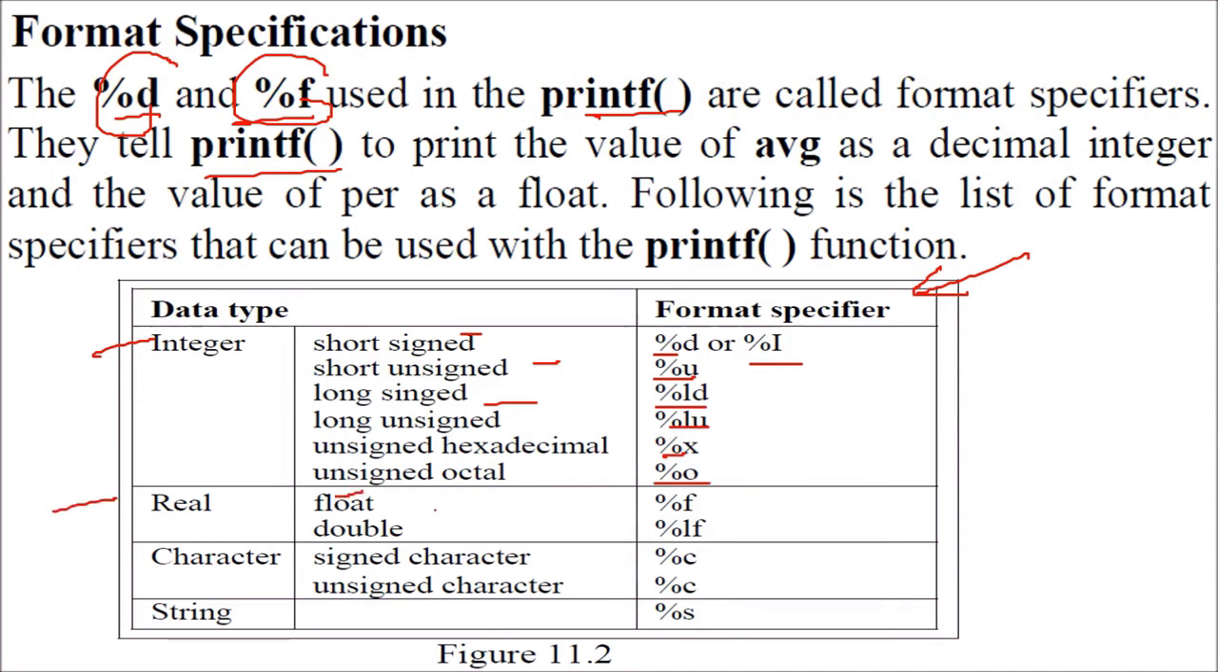For real numbers we use float and double. This is %f and %lf. For character we use signed character and unsigned character, %c for both. For string we use %s.